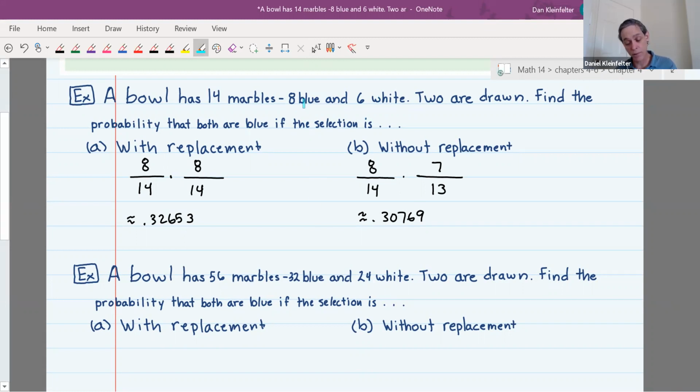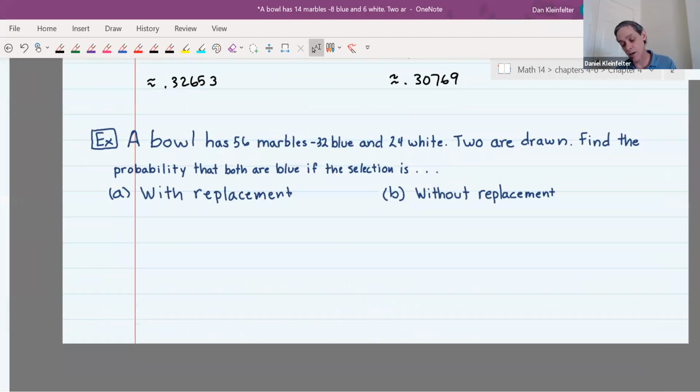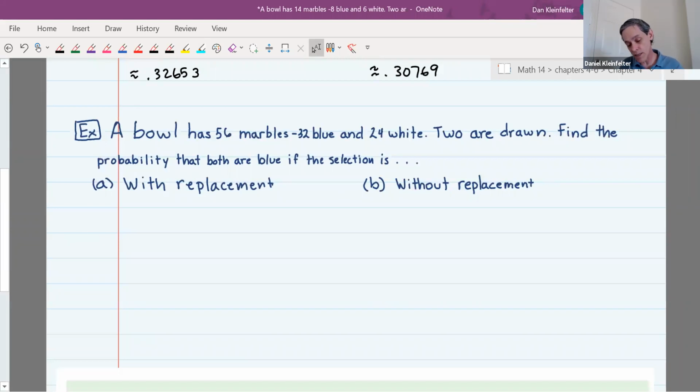8 blue, now 32 blue. 8 times 4 is 32, and as you know, 14 times 4 is 56. So I multiplied the number of marbles of each color by 4. Okay, so that just basically makes our population bigger. What we're going to do, though, is the same.